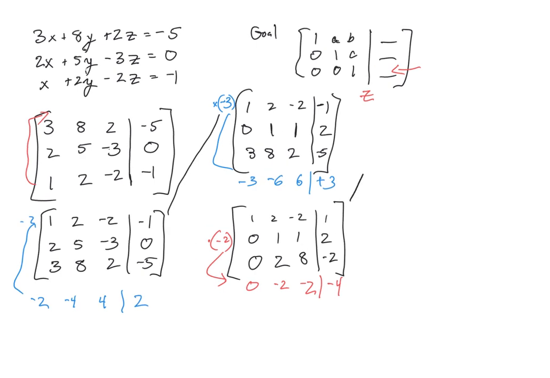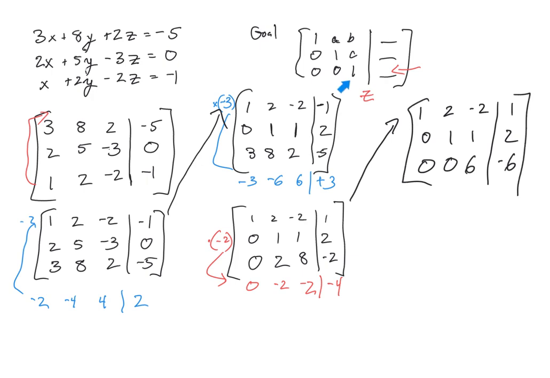And I will have over here 1, 2, negative 2, 1, 0, 1, 1, 2. And now when I add those two up, 0 plus 0 is 0. Negative 2 plus 2 is 0. Negative 2 plus 8 is 6. Negative 4 plus negative 2 is negative 6.